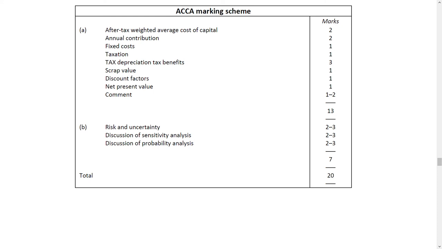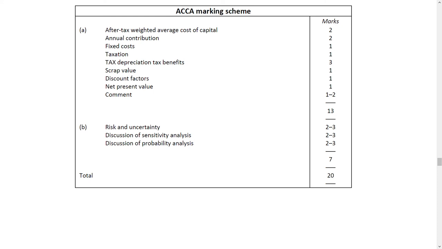Let's say you have missed out on taxation, or on annual contribution. Looking at the marking scheme, you know these two things needed to be there, because annual contribution is 2 marks, taxation is 1 mark. Based on this, everything else becomes wrong. Even your cost of capital calculation is itself 2 marks, so you have to show it. Annual contribution 2 marks, fixed contribution 1 mark, taxation 1 mark.